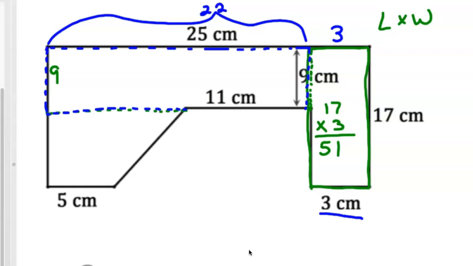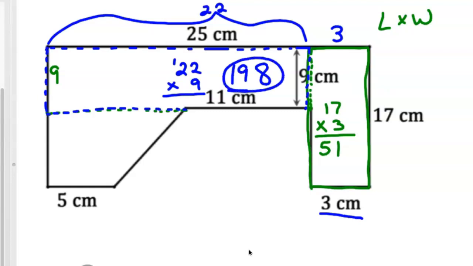So now this blue rectangle is 22 times 9. And 22 times 9 would be 198. And again, check my math to make sure I'm right. So far we've got 2 rectangles. One's 51, one's 198. And all that's left is this bottom shape.